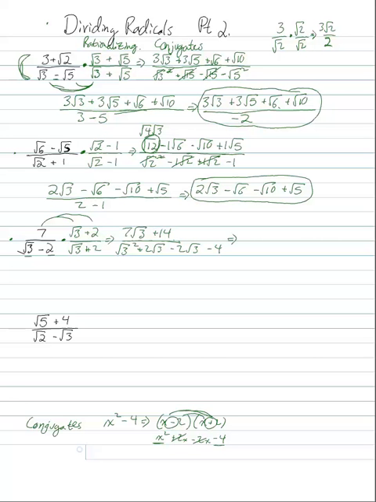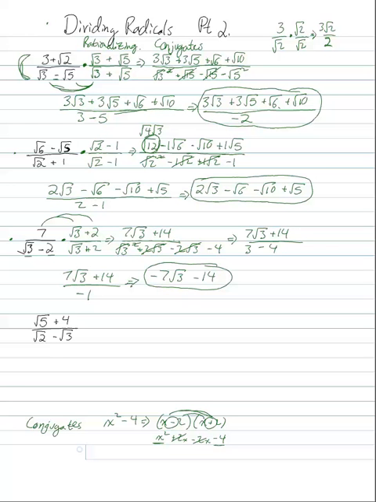So I'm going to get 7 square root of 3 plus 14 over square root of 3 squared is 3. 2 square root of 3 minus 2 square root of 3 cancel. Minus 4. So 7 square root of 3 plus 14 over negative 1. Okay, dividing something by negative 1 is the same thing as dividing every term by that negative 1. So negative 7 square root of 3 minus 14. And done. Okay, let's try the last one.